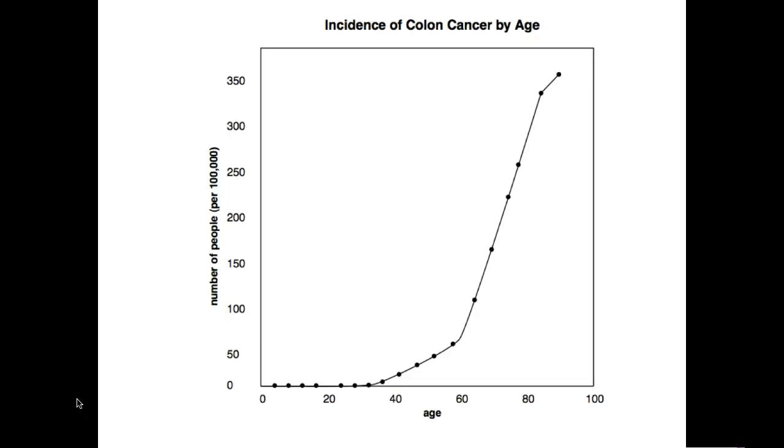So in lab today, you guys are going to be working on cancer as a multi-hit process. The introduction on the first page has a graph that looks similar to the one up front, which is the incidence of colon cancer by age. The x-axis shows age, while the y-axis shows the number of people per 100,000. So let's answer the questions below.